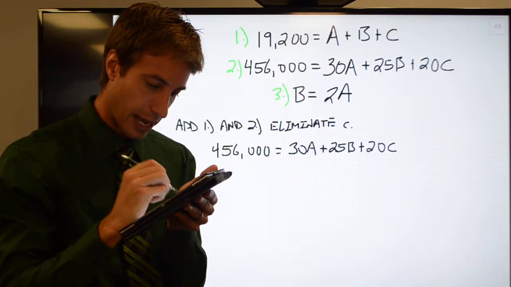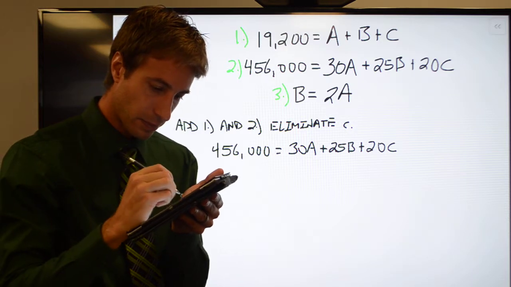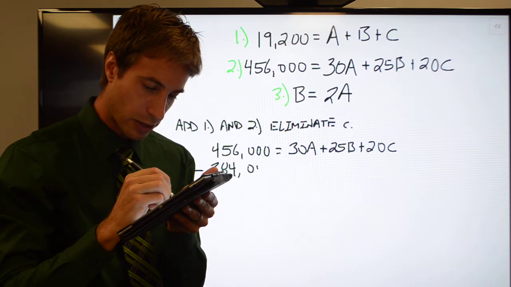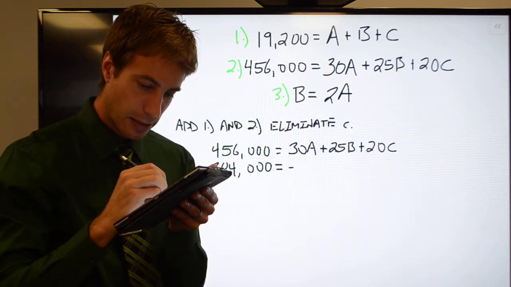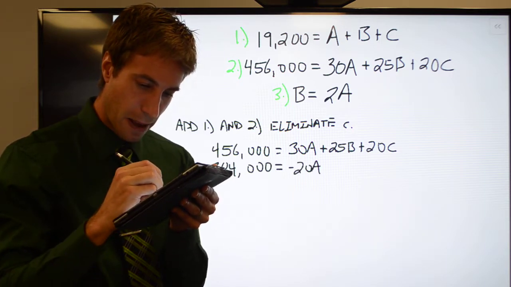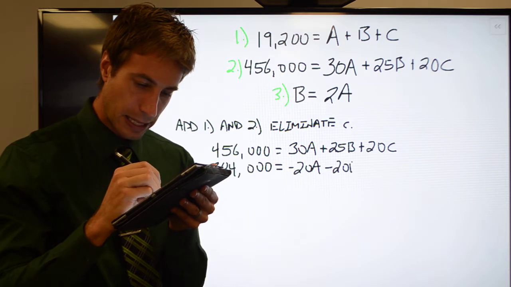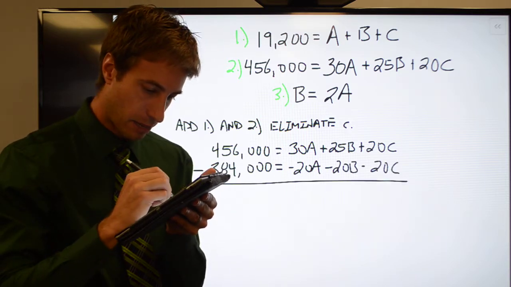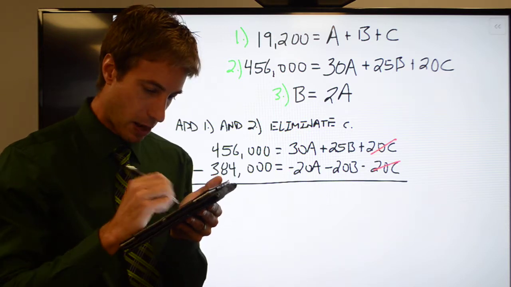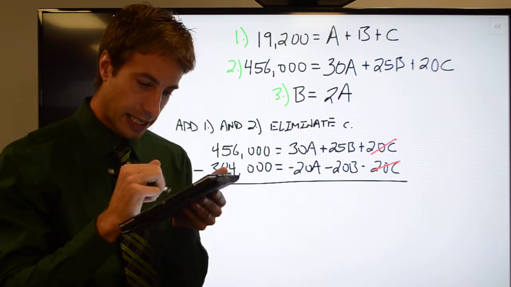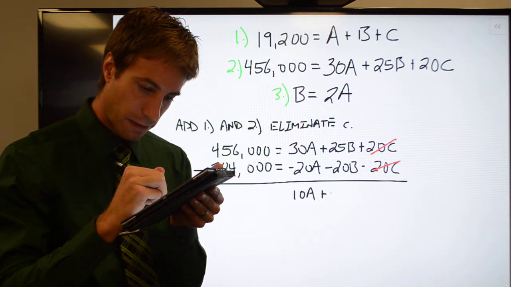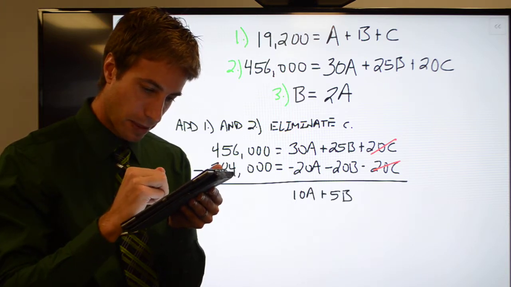Make sure you get what I get. Negative 384,000. The rest of it's pretty easy. Minus 20A minus 20B minus 20C. Add them up. C's drop out. The A's and the B's are easy. That's going to leave me with 10A plus 5B.